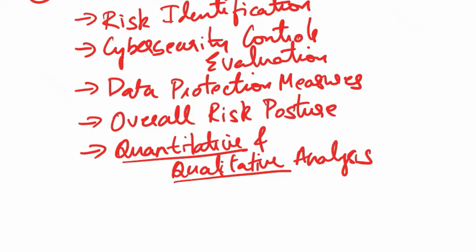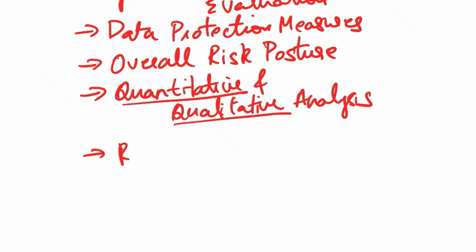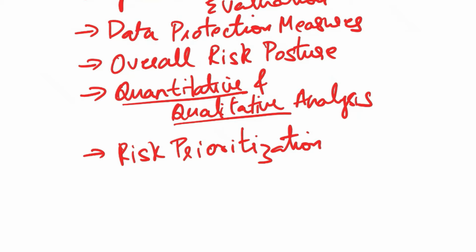So, under the quantitative and qualitative analysis step, you perform a quantitative and qualitative analysis of the identified risks, assign risk levels based on the likelihood and impact of each risk, considering both financial and non-financial consequences. Next is risk prioritization. Prioritize risks based on their severity and potential impact on your organization. This helps in focusing resources on addressing the most critical risks first.